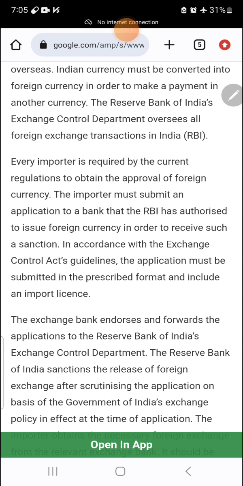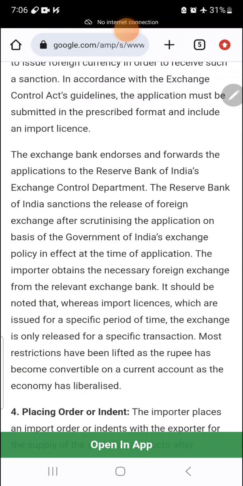sanction. In accordance with the Exchange Control Act's guidelines, the application must be submitted in the prescribed format, and include an import license. The Exchange Bank endorses and forwards the applications to the Reserve Bank of India's Exchange Control Department. Endorses, or undersign, right? Kind of undersign.